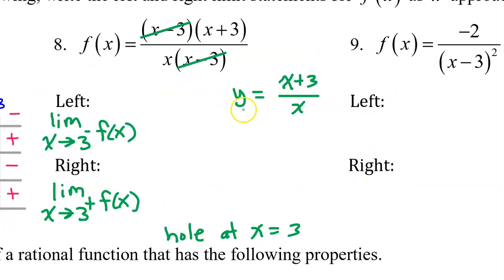To find the y value of the hole, consider the related equation y equals x plus 3 over x. This is the equation that you get after you cancel out the x minus 3.